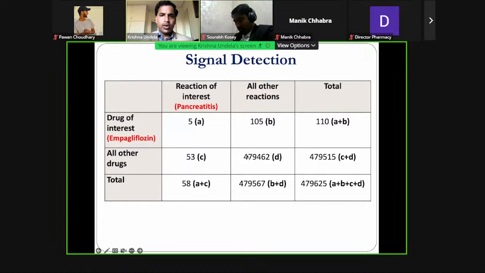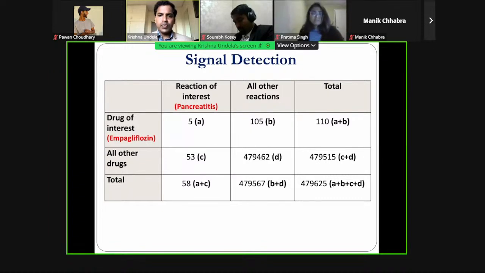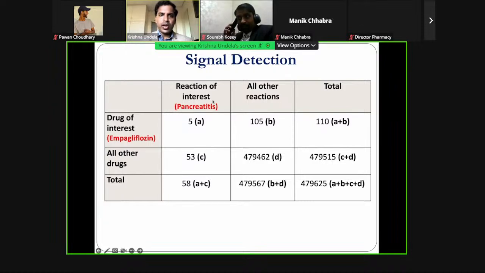What exactly we are going to do here is, let's say, for example, we have this many reactions in the database, all the reactions, irrespective of the medication, irrespective of the reaction. And out of this many reactions, let us say there are 110 reactions on empagliflozin. Empagliflozin is one of the SGLT2 inhibitors. Out of all the reactions in the database, 110 reactions are reported on empagliflozin. And out of these 110 reactions reported for empagliflozin, there are 5 on the event of interest, the reaction of interest, that is pancreatitis.